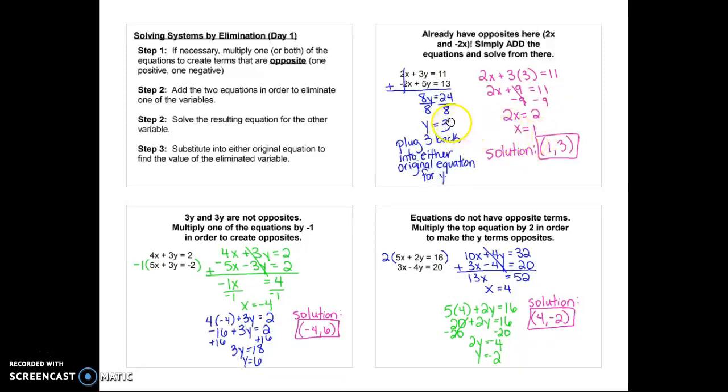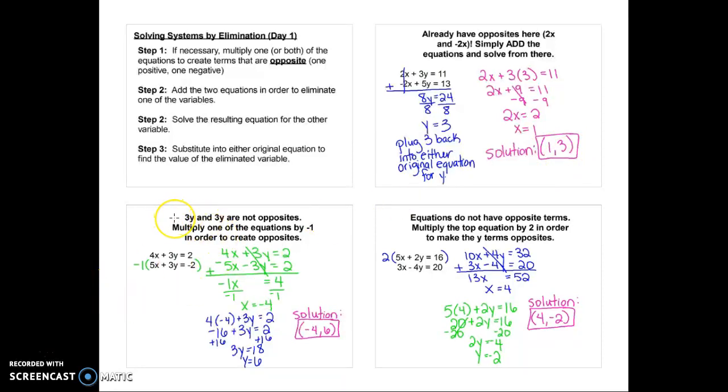Now that you have both of these values, you can write your final answer. Remember that your final answer is always a coordinate pair, so x comma y, which in this case is 1 comma 3. So this solution is telling us that if I were to graph these two lines, they would cross at 1, 3.